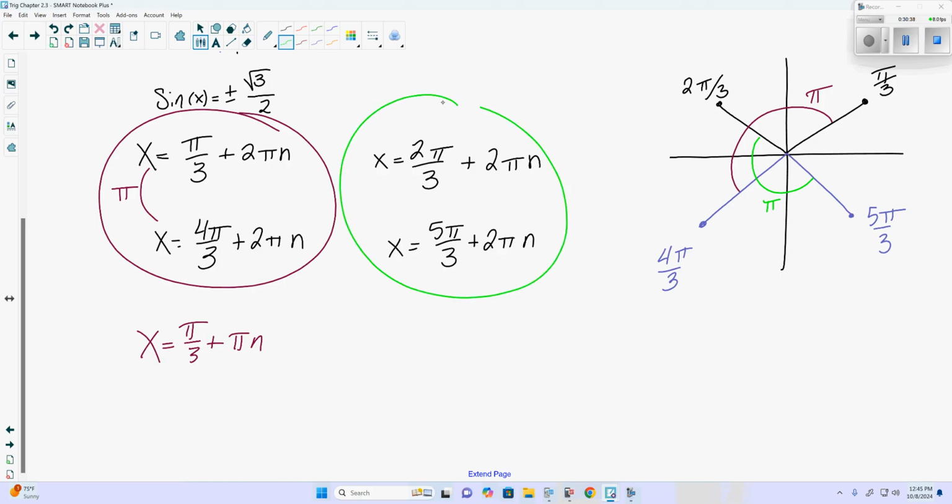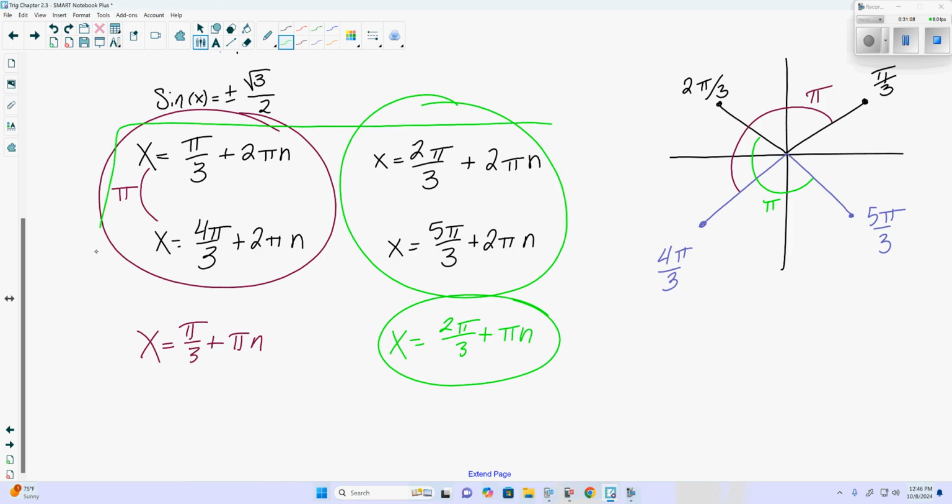Same thing's true with these two here. So 2 pi over 3 plus 2 pi n and 5 pi over 3 plus 2 pi n, I can simplify down to 2 pi over 3 plus pi n because those are separated by a distance of pi. Does that make sense? Now, if you don't see that or don't remember that and you give me all 4, that's perfectly fine. I'll take all 4 because that is still the correct answer. It's just that we can write it a little bit nicer.